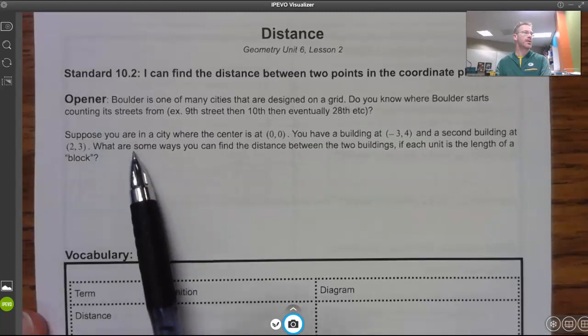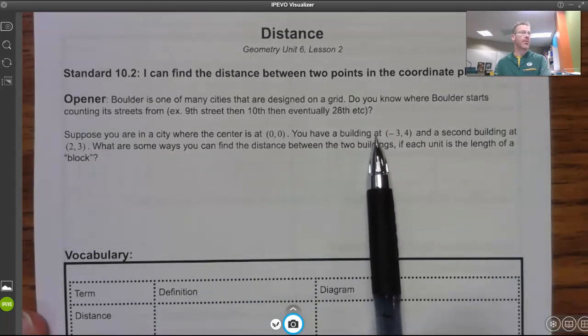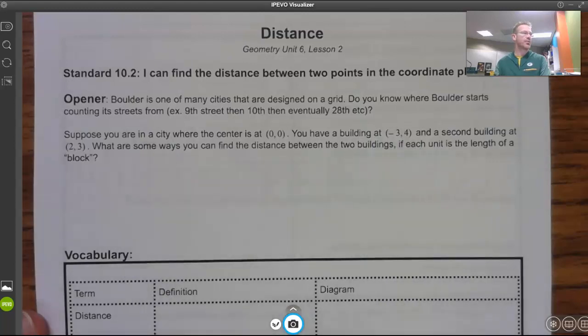All right, so suppose we are in a city where the center is at 0, 0. You have a building at negative 3, 4. All right, and a second building at 2, 3. What are some ways you can find distance between the two buildings if each unit is the length of a block, right? Okay, all right, so pause the video, just give that some thought, flip the video back on, and we'll see what you came up with.